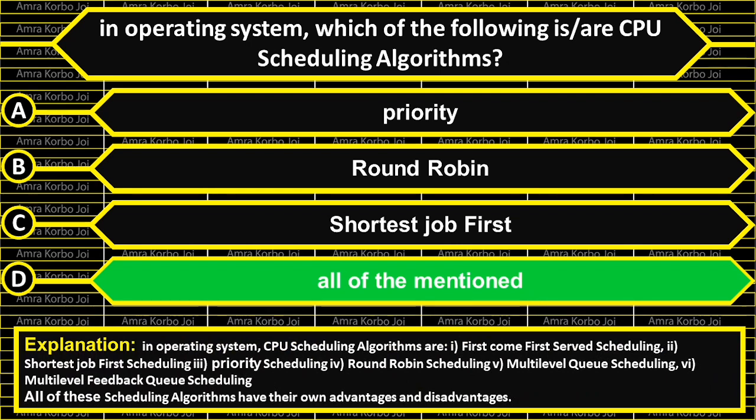Explanation. In operating system, CPU scheduling algorithms are 1. First come first served scheduling, 2. Shortest job first scheduling, 3. Priority scheduling, 4. Round robin scheduling, 5. Multi-level queue scheduling, 6. Multi-level feedback queue scheduling. All of these scheduling algorithms have their own advantage and disadvantage.